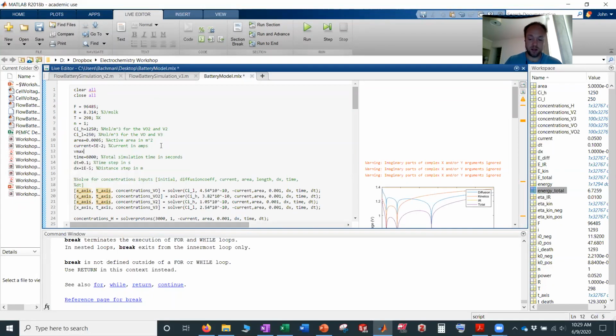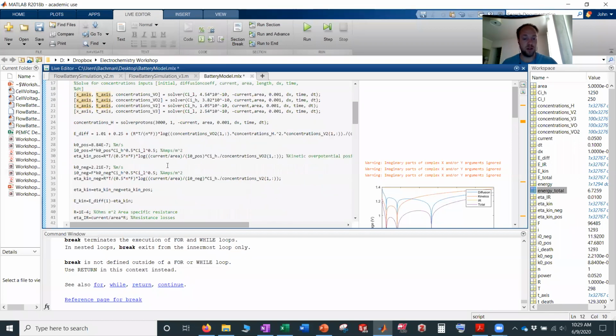So V max will equal 0.01. And maybe it'll be like meters per second, right? So this will be like a centimeter every second. We can just start slow. We'll do a millimeter every second.